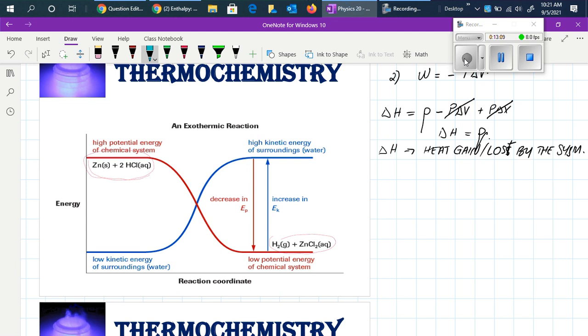So what is happening based on the conservation law of energy is that energy cannot be created or destroyed, but it is transformed from one form to another.